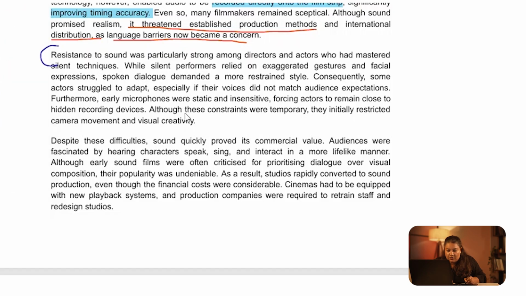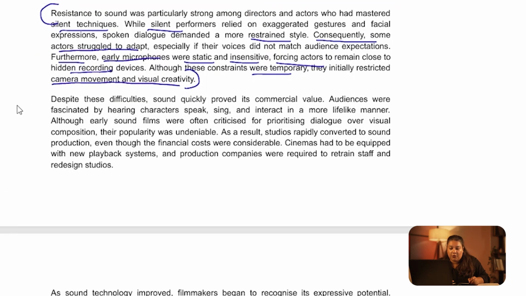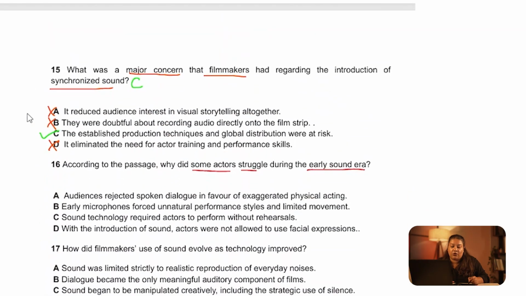I'm going to be reading here. Resistance to sound was particularly strong among directors and actors who had mastered silent techniques, while silent performers relied on exaggerated gestures and facial expressions, demanded a restrained style. Consequently, okay, so here it says some actors struggled to adapt, especially if their voices did not match audience expectations. Furthermore, early microphones were static and insensitive, which forced actors to remain close to hidden recording devices. Although these constraints were temporary, they initially restricted camera movement and visual creativity. So the entire paragraph talks about the actors in those early era.